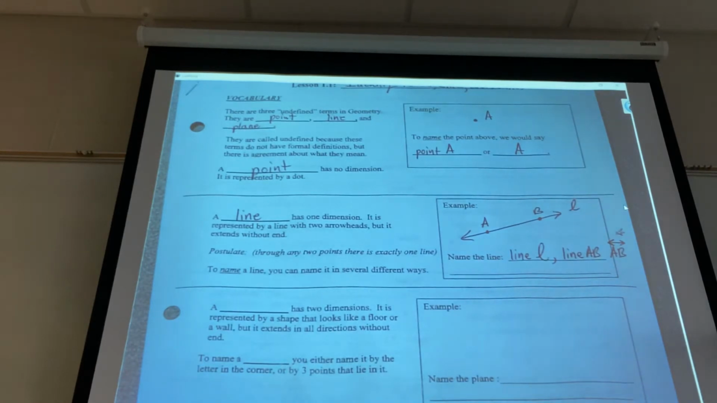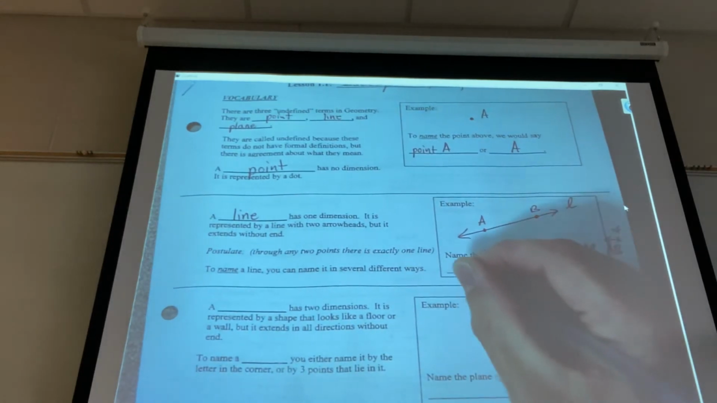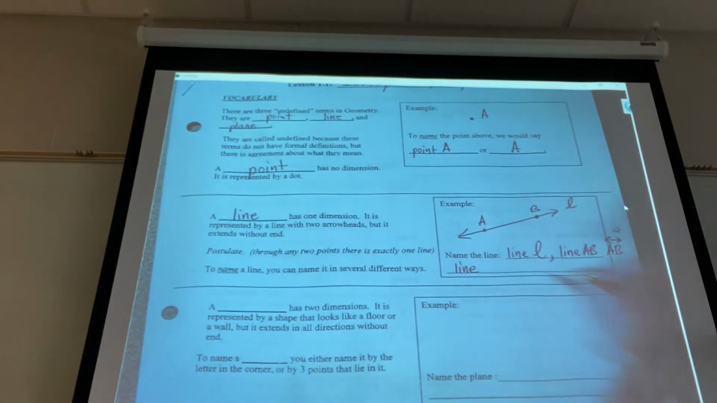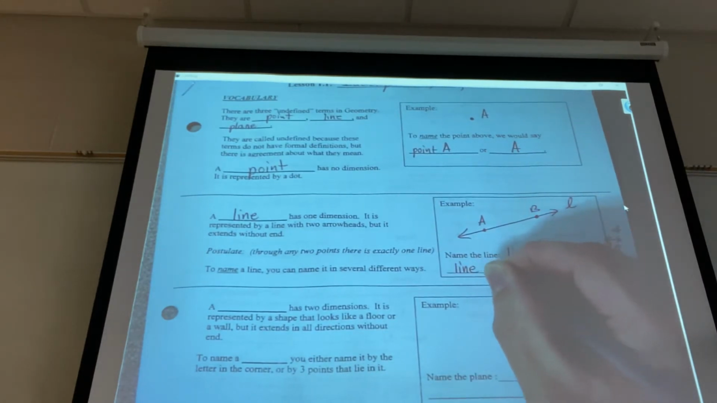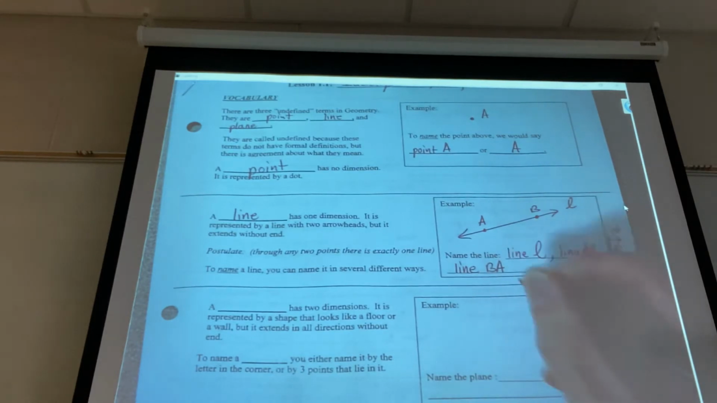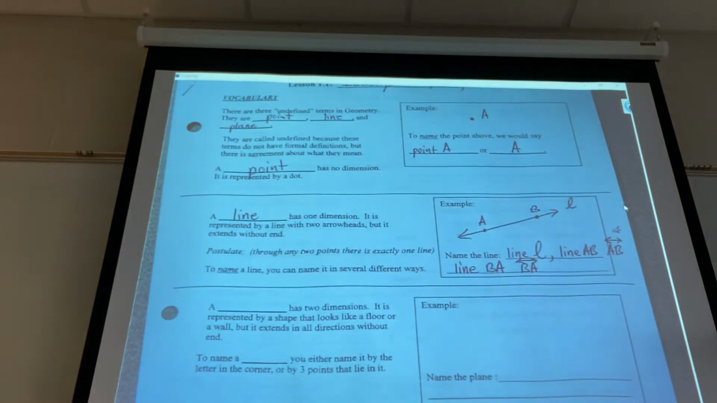Now, because lines extend in both directions either way, you could also say line, instead of AB, you could say line what? BA, the order doesn't really matter. And so then you can say, BA with the little lines over it like that. So this is how you name lines. And all throughout the year, we're going to have points and lines that we're going to be naming and describing and finding out the relationships.